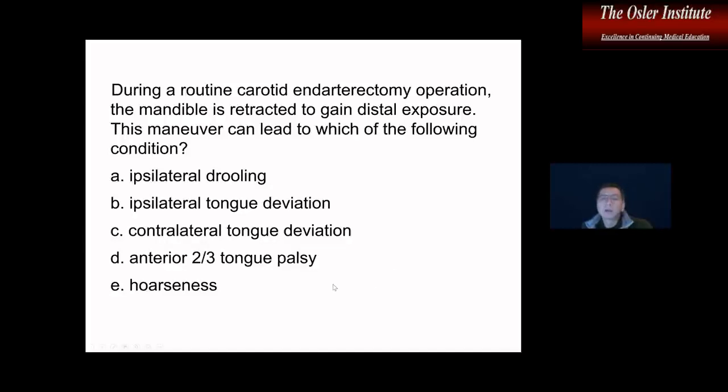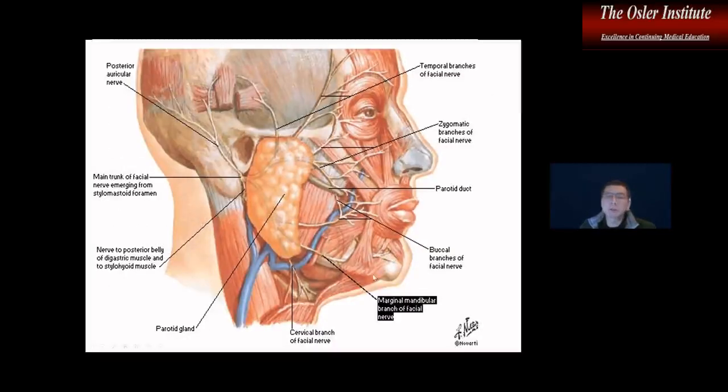The answer to this question is A, ipsilateral drooling. The reason why that's happening is because with this particular maneuver, the marginal mandibular nerve of the facial nerve is retracted. The nerve is injured. So when you retract using the Army Navy to pull up the mandible, this can lead to ipsilateral drooling due to the injury of the marginal mandibular branch of the facial nerve.